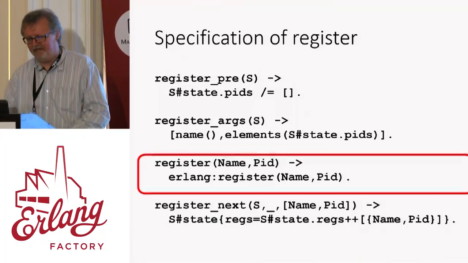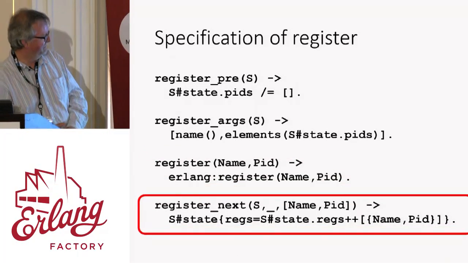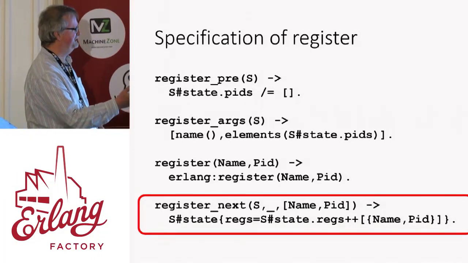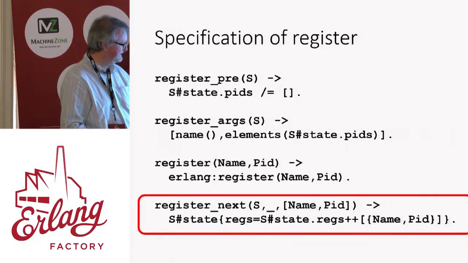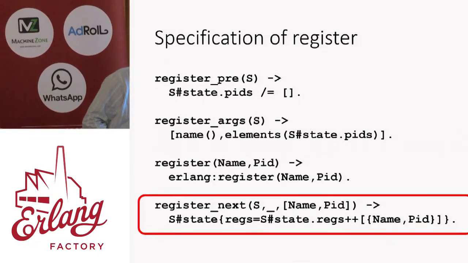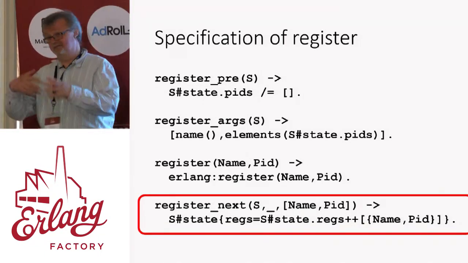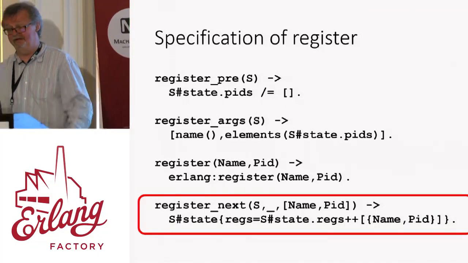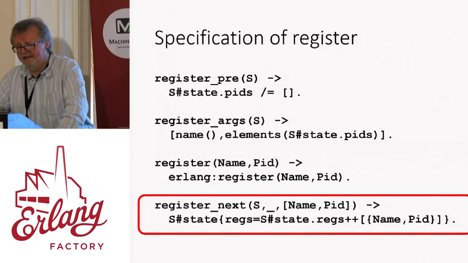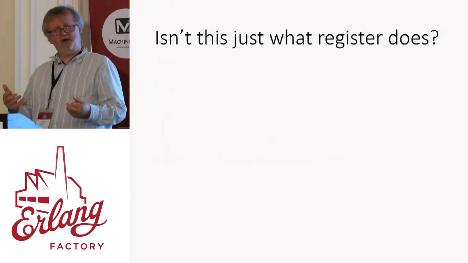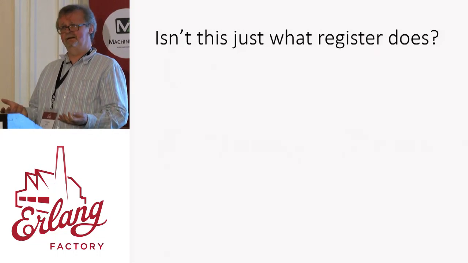Usually, there's something more interesting for a wrapper to do. And then finally, down here, I've got my state transition function, which says, how does the model state change when I register a name and a PID? And the answer is, we change the list of regs by adding to the end of the list a pair of the name and the PID. Now, I know you're looking at this code and you're thinking, hasn't he just re-implemented register? Isn't this just what register does anyway?